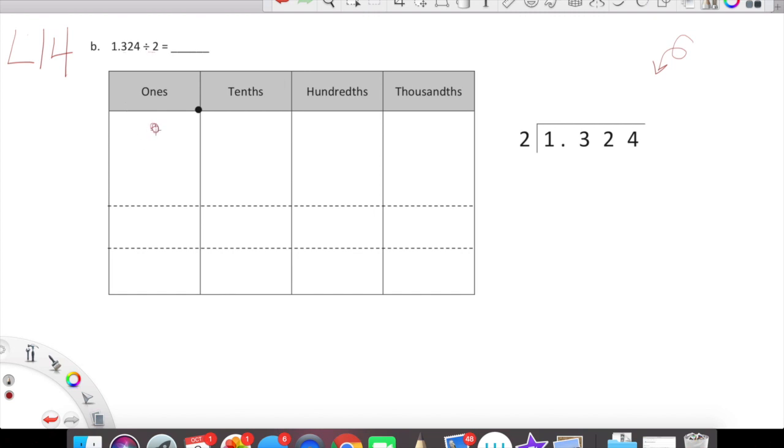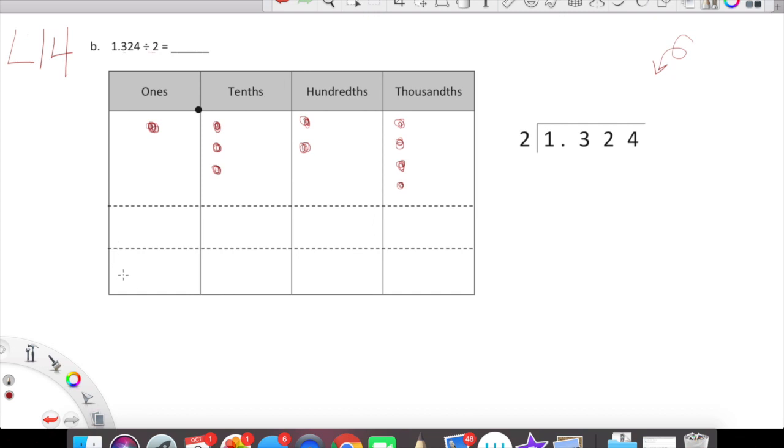First, we're going to model 1 and 324 thousandths on our place value chart. And modeling is not writing the digits, it's actually showing how many of each place value we have. So we have 1, 3 tenths, 2 hundredths, and then we have 4 thousandths. This place value chart is actually set up for us. We're dividing by 2. That's why we have 2 equal sections.